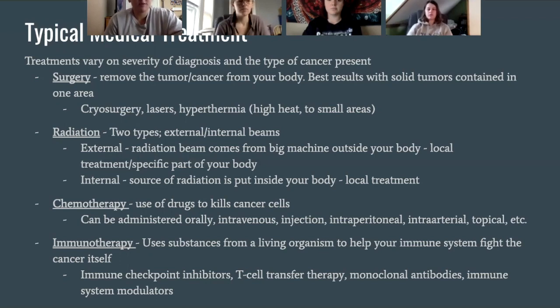Chemo, so chemotherapy is the use of drugs to kill the cancer cells, and it can be administered orally, by intravenous injection, intraperitoneal, intra-arterial, or topical. So there's a whole bunch of chemo treatments available. Immunotherapy helps your immune system fight the cancer itself. They take different types of substances from living organisms and put them in your body, and that should help your immune system fight the cancer. This includes things such as immune checkpoint inhibitors, T-cell transfer therapy, monoclonal antibodies, and immune system modulators.